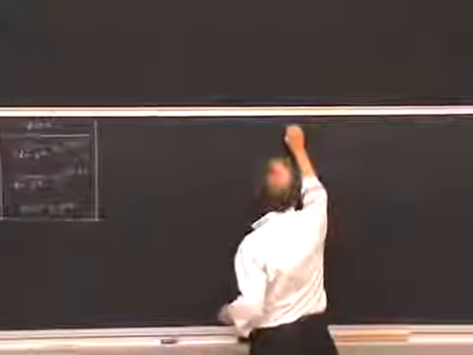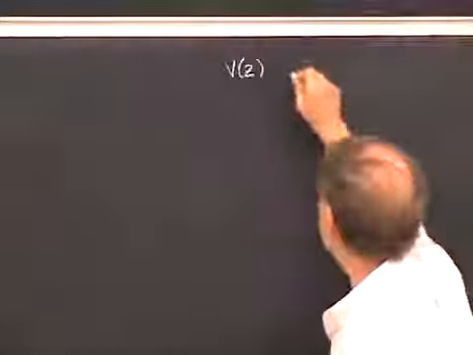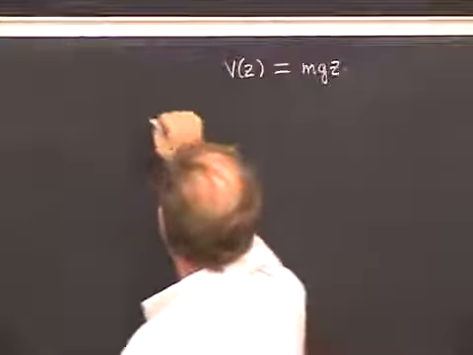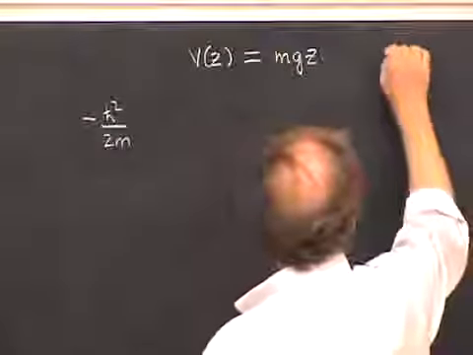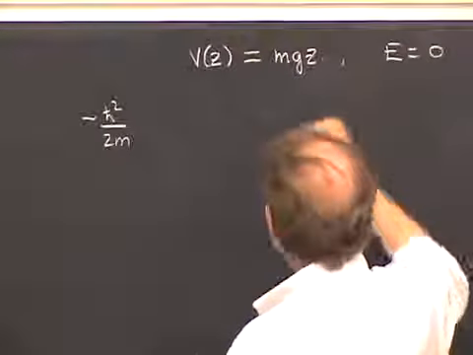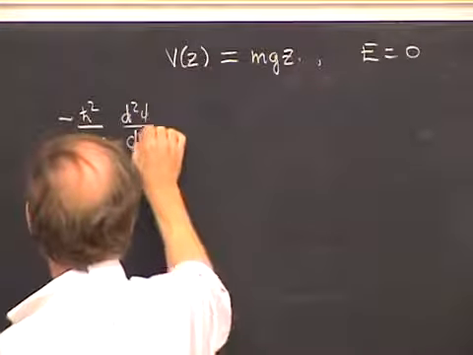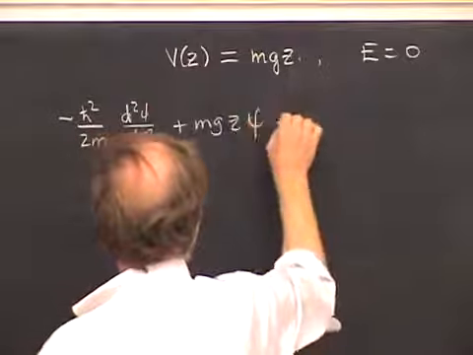An example would be, let's say, V of z. Let's say a particle in a gravitational field where the potential is mgz. Then the Schrodinger equation is, of course, minus h bar squared over 2m. And also, let's take the energy equal to 0. Let's do that. So it's minus h bar squared over 2m, d squared psi dz squared plus mgz psi equals 0.